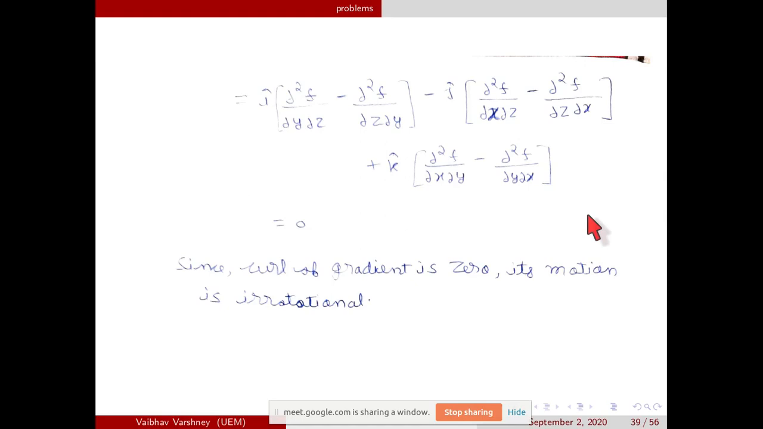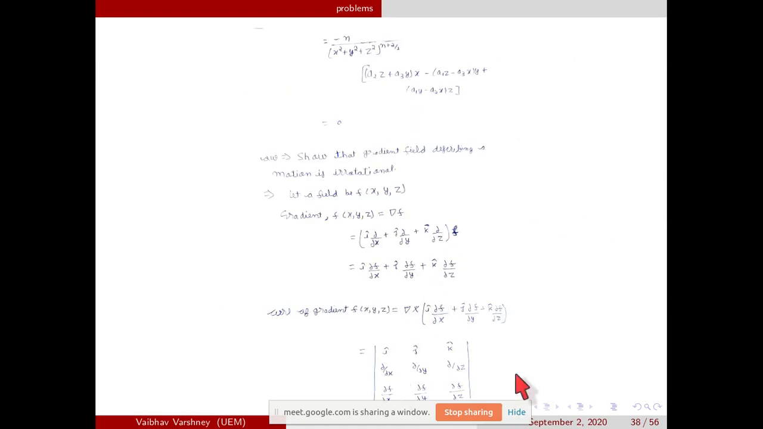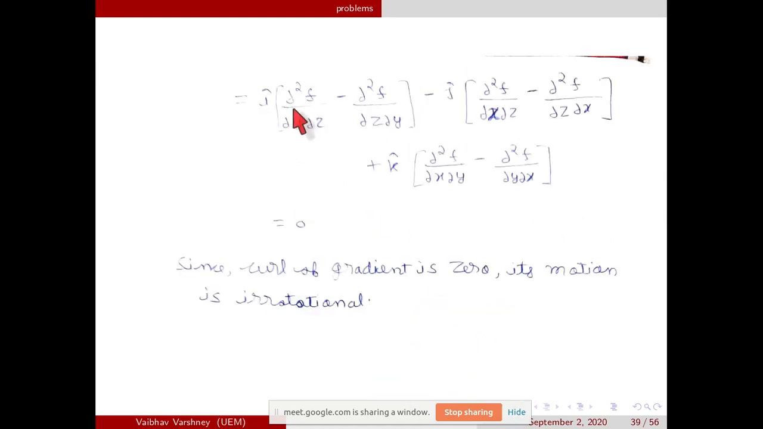When you solve this matrix, you will get i cap (del square f upon del y del z minus del square f upon del z del y). These both terms are the same. You can see that the numerator is the same, but in the denominator y is coming first in one term and z is coming first in the second term.